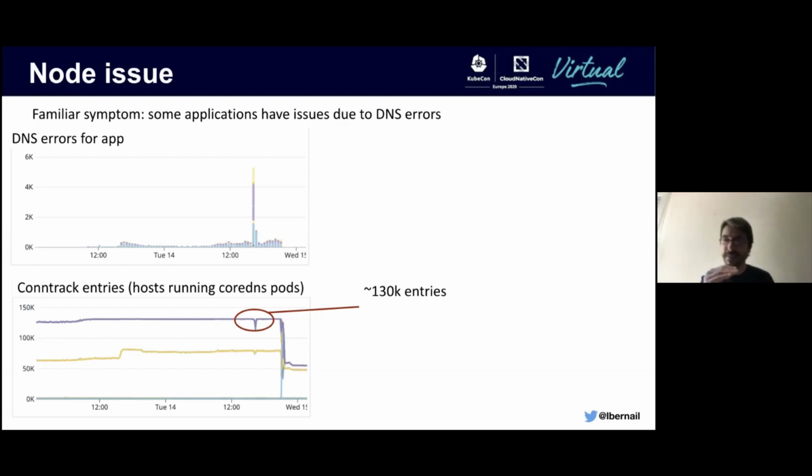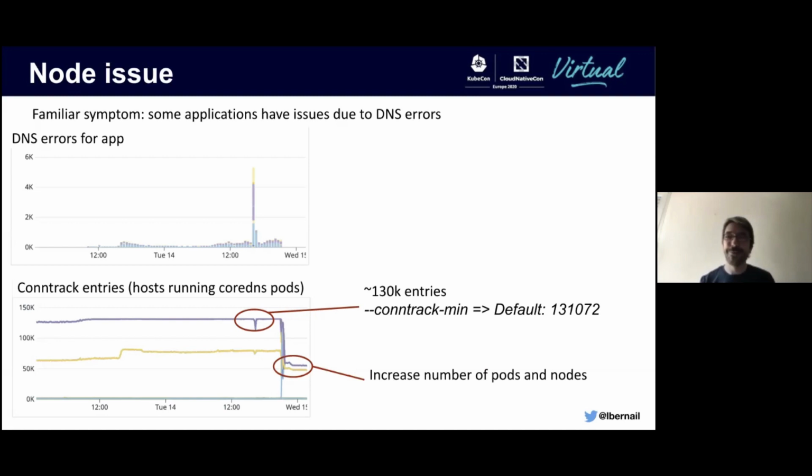And it's weird because it's very flat, right? Well, it turned out kube-proxy by default will configure conntrack to have 130,000 entries exactly, which is exactly the limit we're getting at. And when it goes down, it's because we fixed it by increasing the number of pods and nodes.